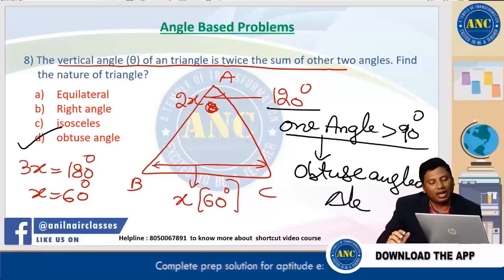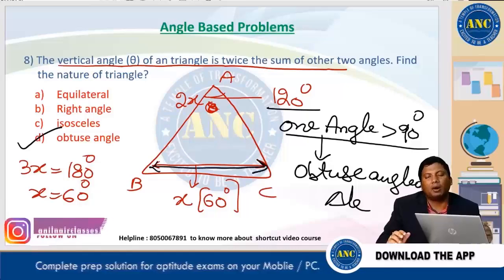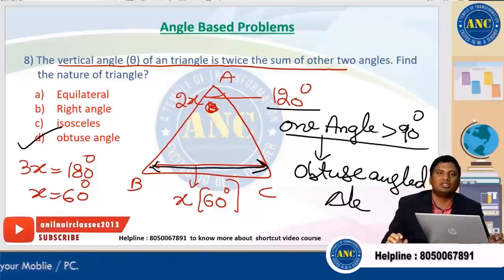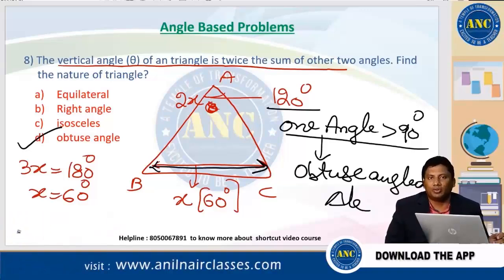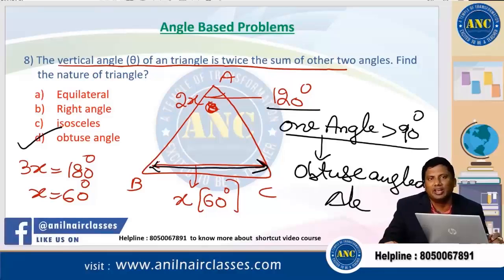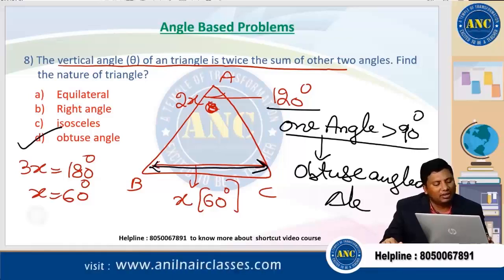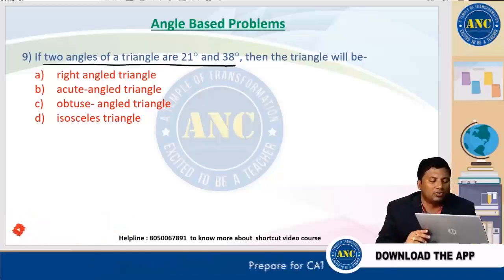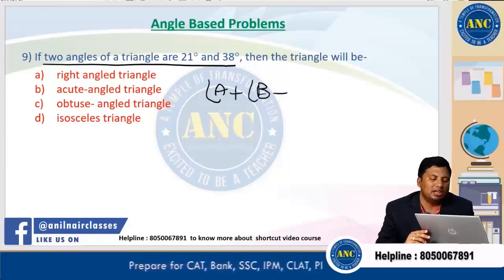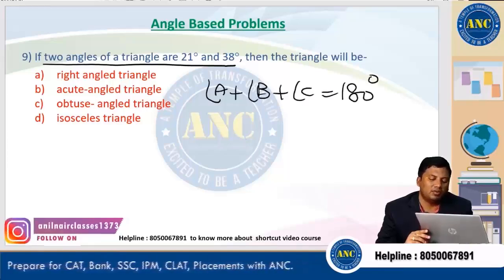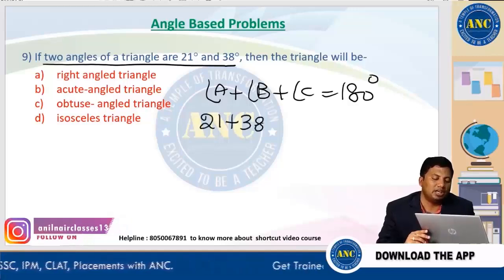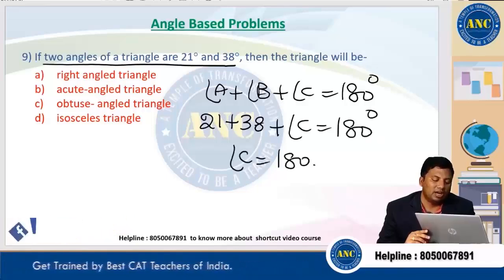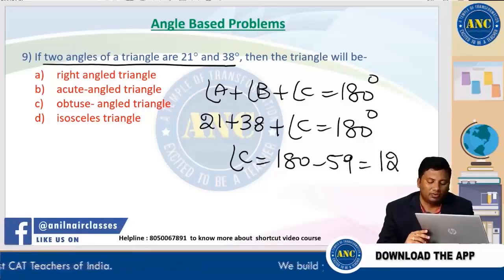Eighth one. If the sum of angle B plus angle C is x, the opposite angle will become 2x. 2x plus x is 180, 3x is 180, x will be 60. If x is 60, 2x will be 120. If one angle is 120, which is greater than 90, then the triangle will be an obtuse angled triangle. Now, if two angles of a triangle are 21 and 38 degrees, angle A plus angle B plus angle C is 180 degrees. 21 plus 38 plus angle C is 180 degrees. Angle C is nothing but 180 minus 59, which is 121 degrees.